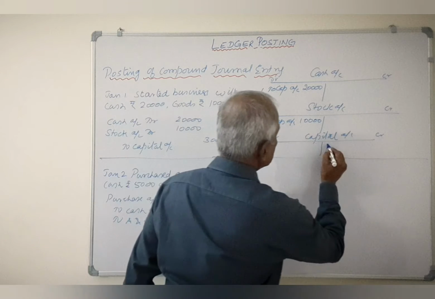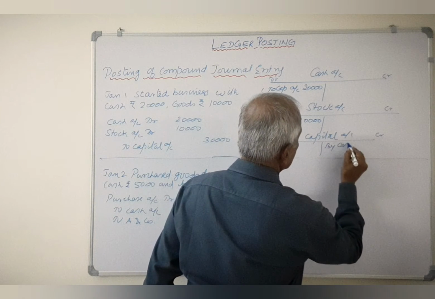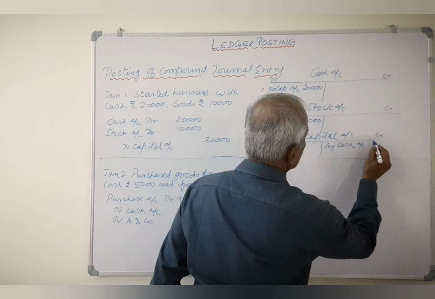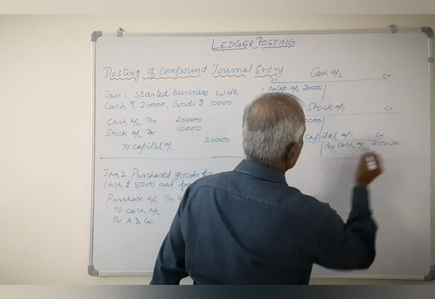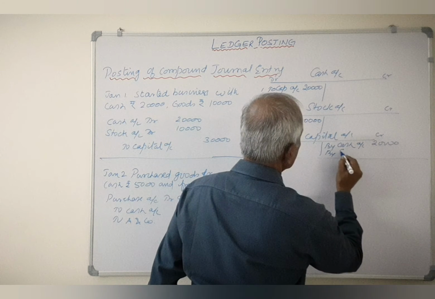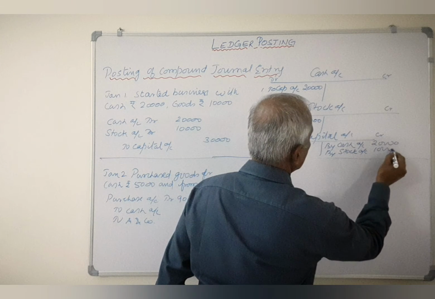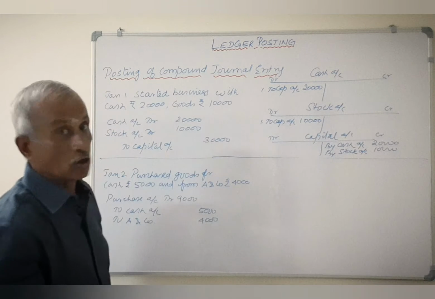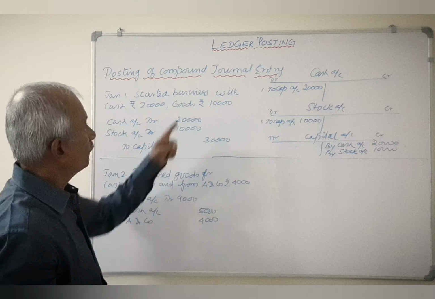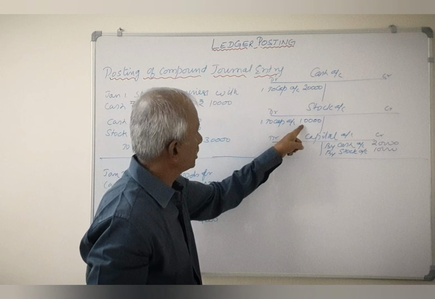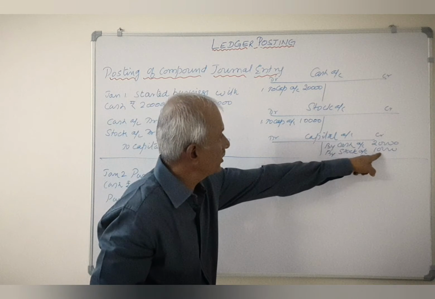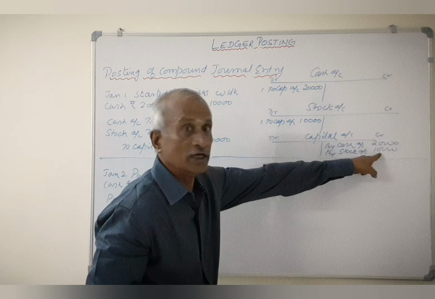So by cash account 20,000 and by stock account 10,000. So 30,000 has been recorded. For every debit of 30,000, there is a corresponding credit of equal amount, that is 30,000.